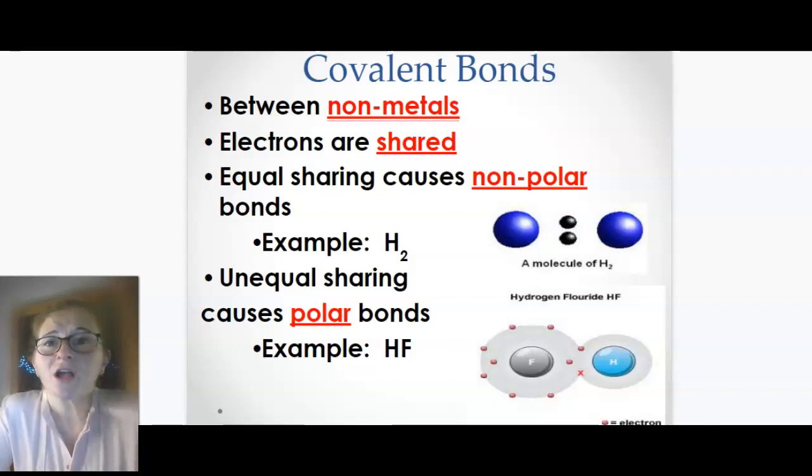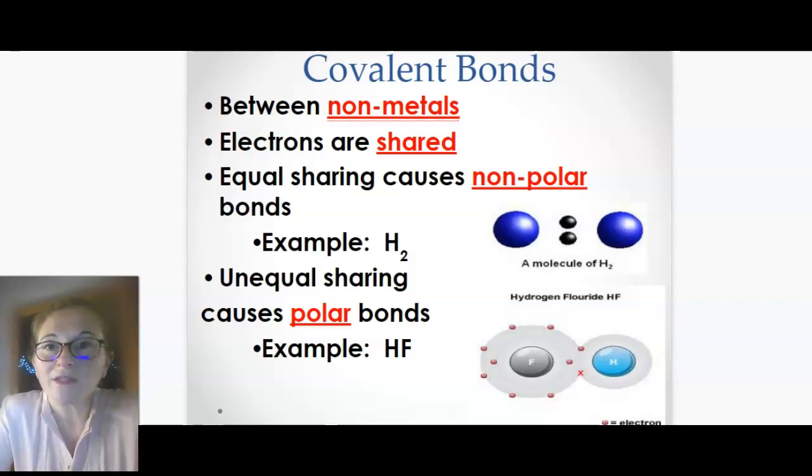Equal sharing is going to cause non-polar bonding. An example here would be like hydrogen sharing with each other, as you see in the picture. And unequal sharing is going to be a polar bond, as we see here between hydrogen and fluorine.